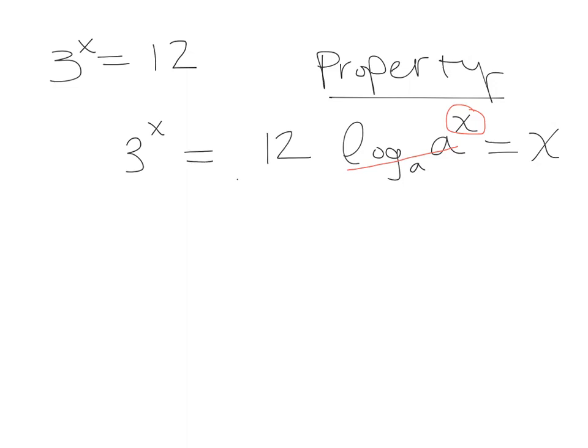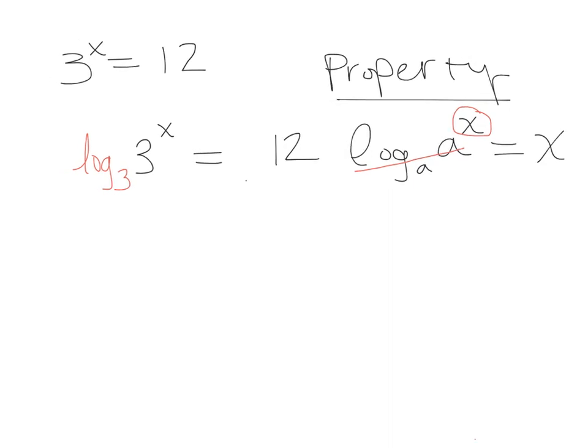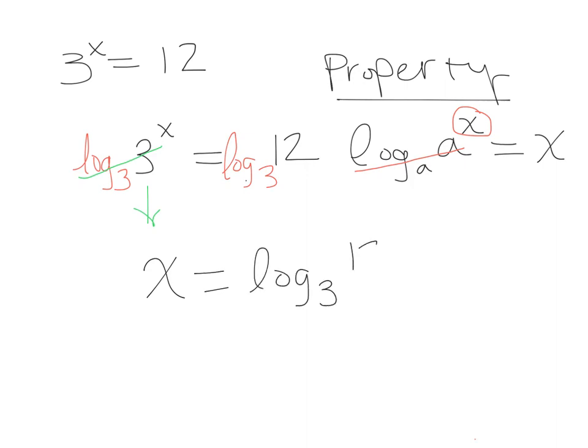Okay, and what I'm going to do is take the log base 3 of both sides. And what I do to one side, I do to the other by the golden rule of algebra. Log base 3: what ends up happening there is we get rid of this log base 3, leaving us with just plain x. And x will equal log base 3 of 12.